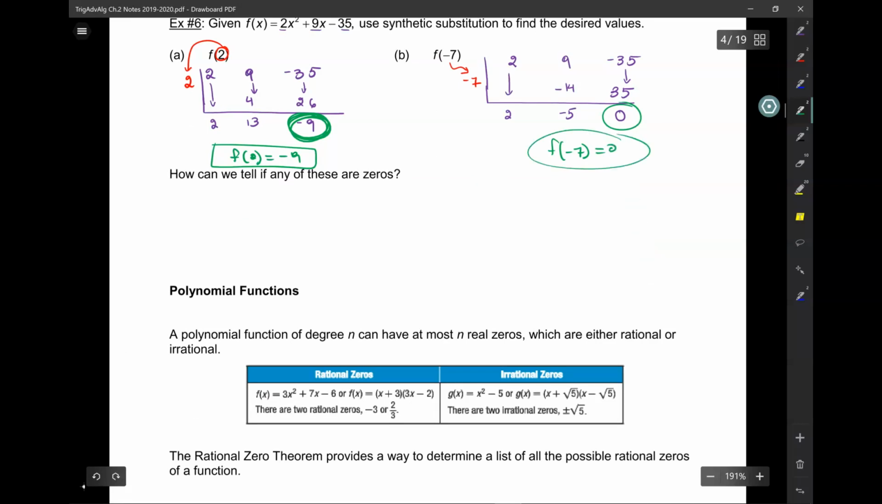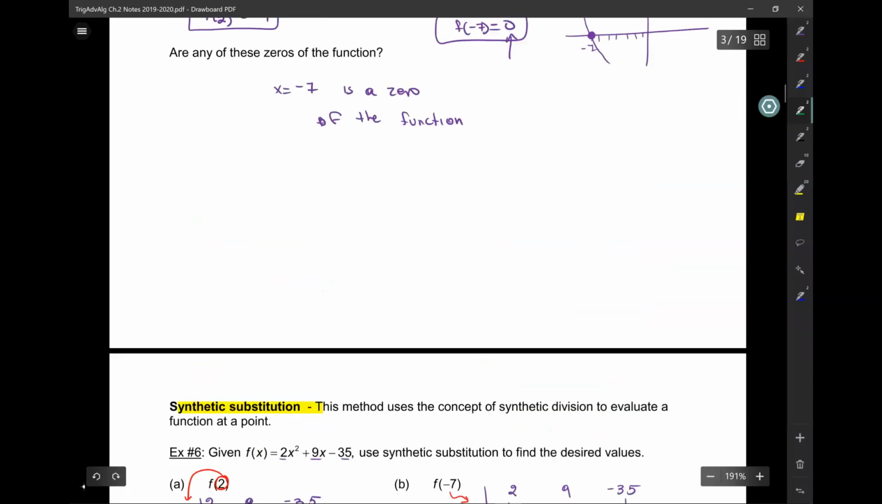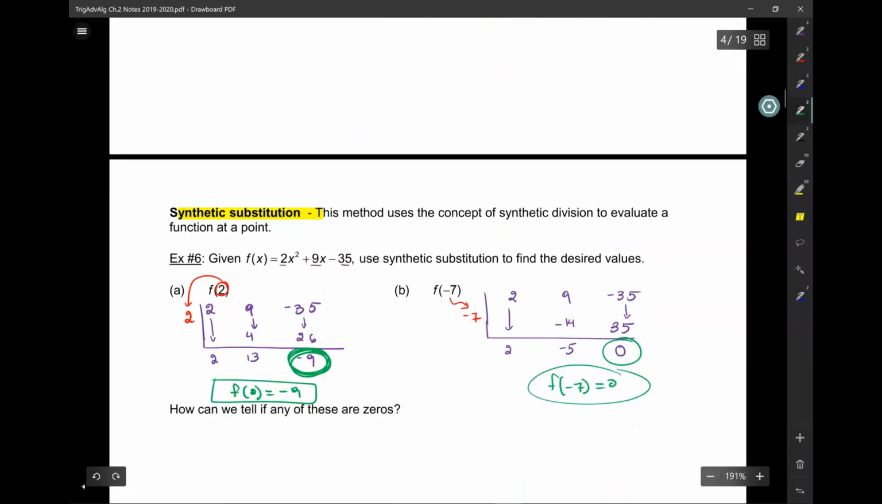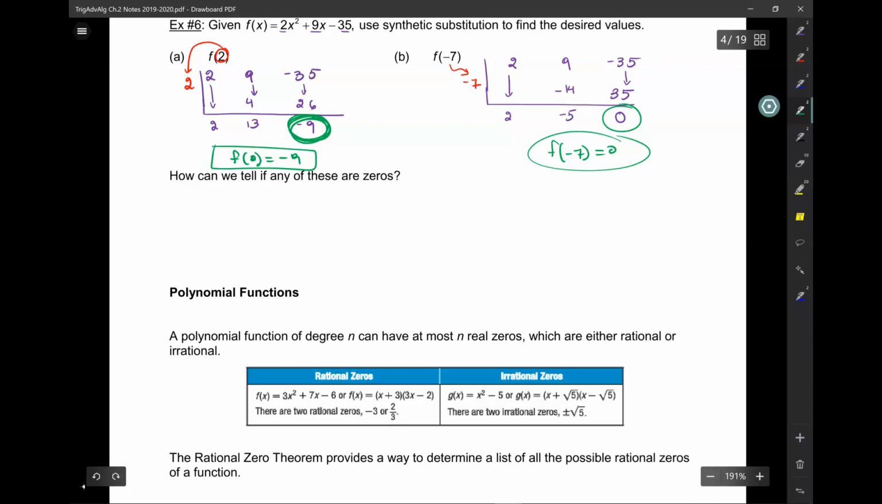Okay, so now the question is, before we were asked, are any of these zeros? We already gave that away. We know that -7 is a 0. How can you tell that any of these are zeros, right? How can we tell? Well, we can tell because when you do synthetic division, the remainder is 0.